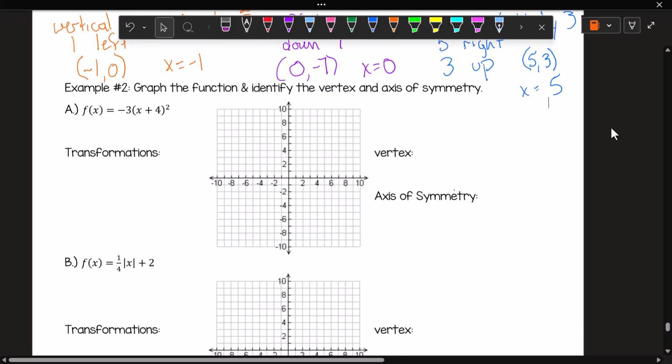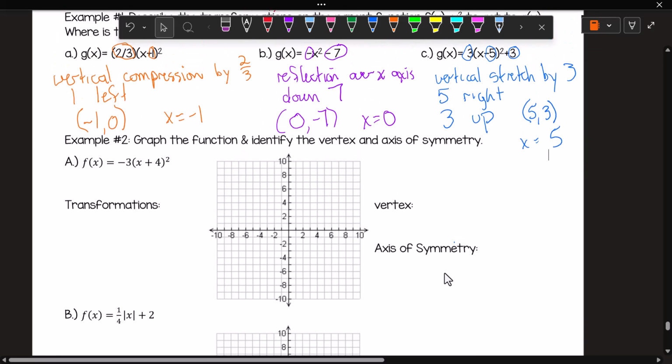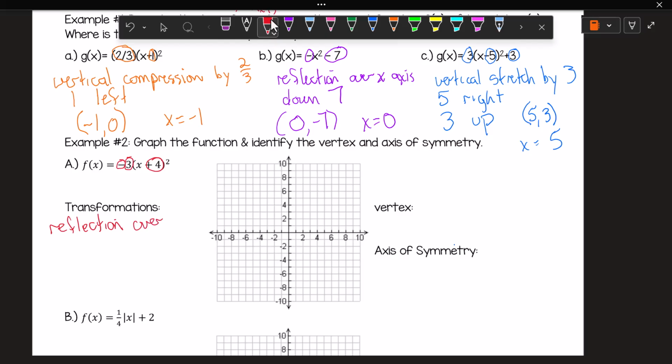All right, so now we need to graph these functions, find the vertex and axis of symmetry, and then we'll write some equations and we'll call it a day for the unit. So we got f of x equals -3 times (x plus 4) squared. The negative is something, the 3 is something, and the 4 is something. We have 3 transformations. We have a reflection over the x-axis because of the negative.